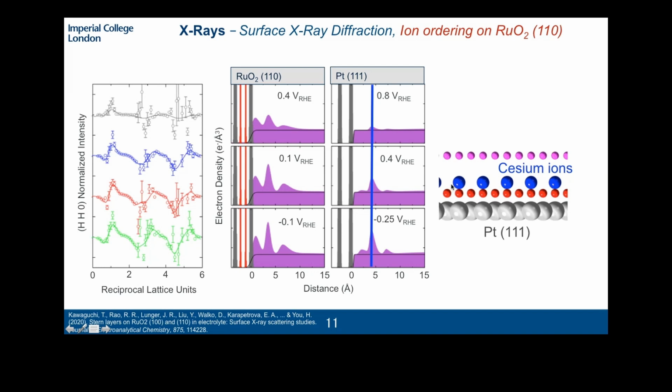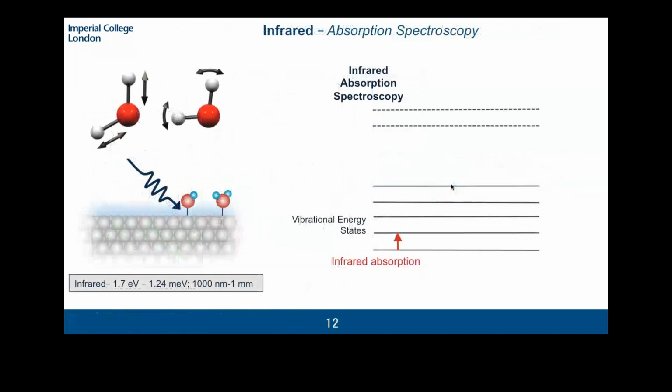So this is a really powerful technique, especially if you have really well-defined single crystal electrodes, where you can then not only detect surface intermediates as a function of potential, but you can also start getting insights on how ions might be ordering in the double layer and how that can affect reactivity. So that was a brief overview of X-ray techniques.